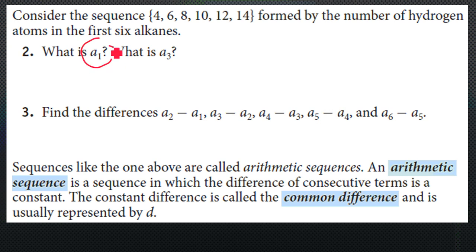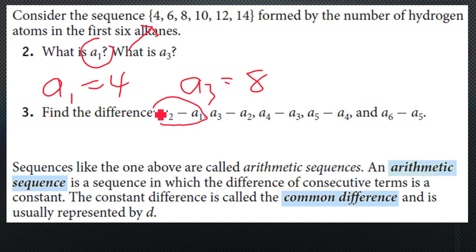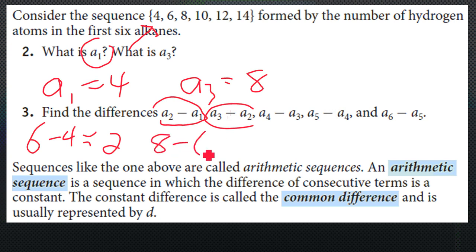So when it says find A1, what it's referring to is the first term in the sequence. So in this case, A1 equals 4, and A3 equals 8, because A3 represents the third term, A1 represents the first term in the sequence. Now it says find the differences between the second term and first term. So that's focused right here, A2 minus A1. So we can see that that's 6 minus 4, which is 2. And it says to find the differences between the third term and the second term. That's going to be 8 minus 6.